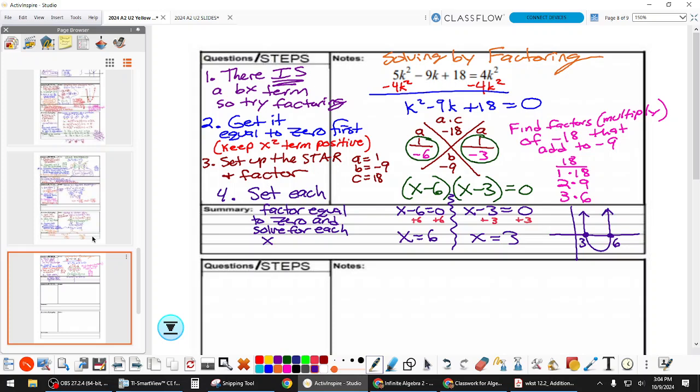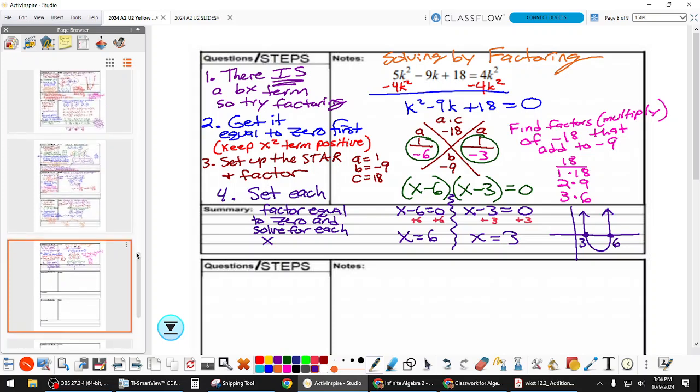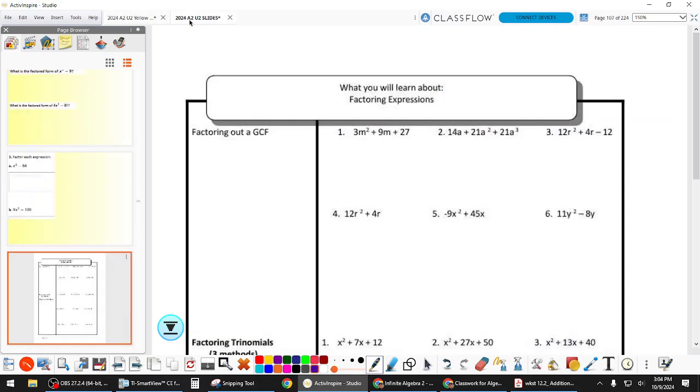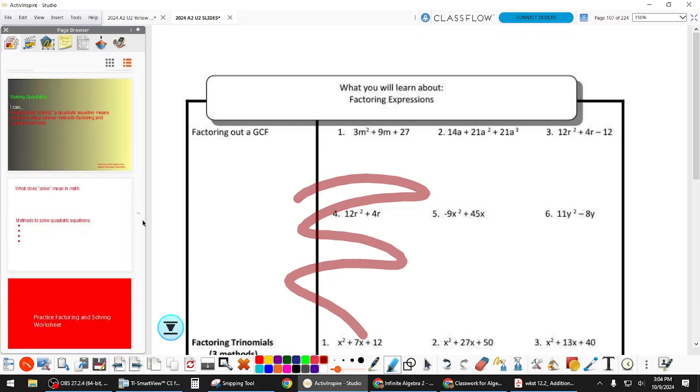Okay, so that covers the first 2 methods and ones that we will use fairly commonly, so square rooting and solving by factoring. In your packet, you will see, let me show you what you'll be looking at. I'll come back to this just in a second.